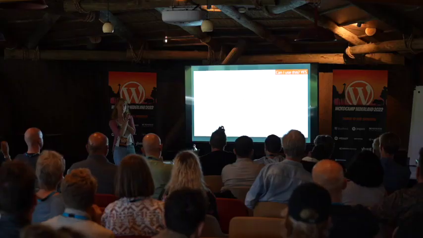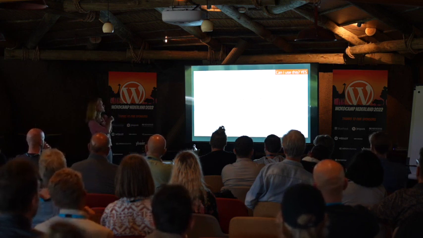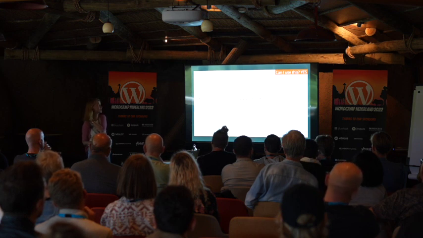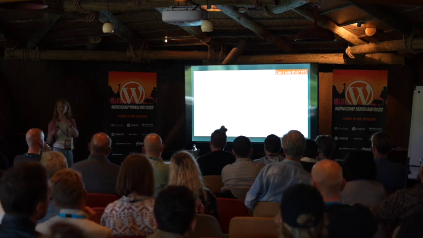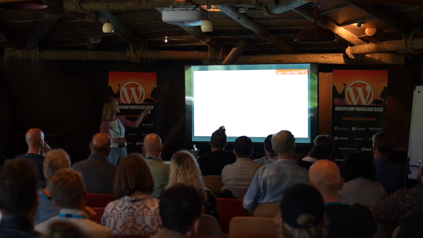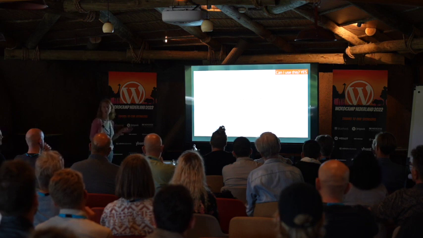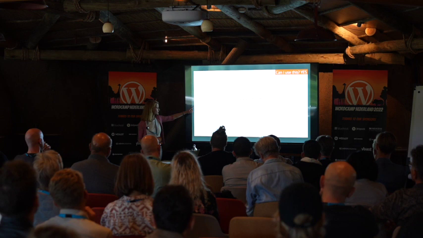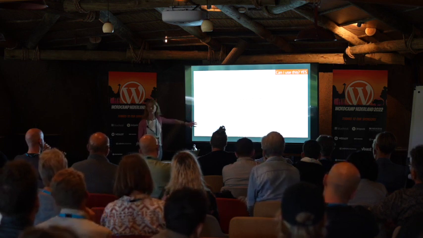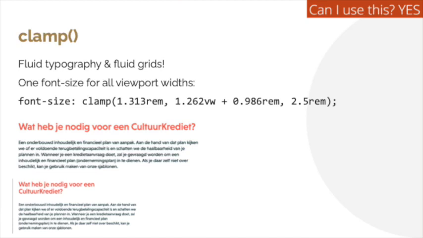Okay. Clamp. As we saw with the death of IE11, we can all use clamp. We can use it for fluid typography, or also for fluid grids in the future, fluid gaps, whatever you want. Clamp takes three values. You have the minimum size, the maximum size, and in the middle you have a viewport-related size the browser will try to clamp between those minimum and maximum values. So this is just one set of CSS. I don't use any media queries to change the font size. I just use clamp in my font size definition.